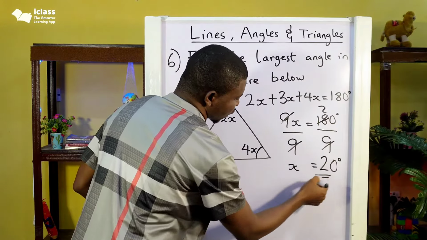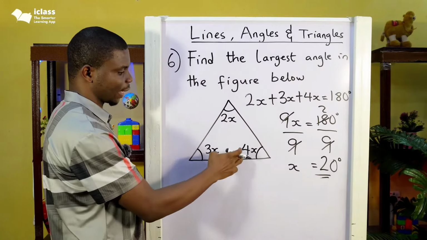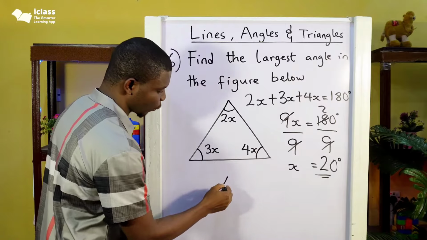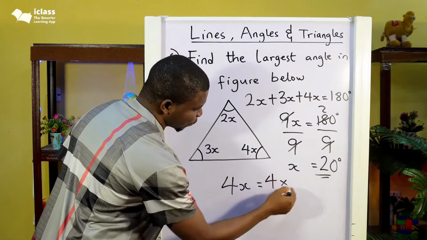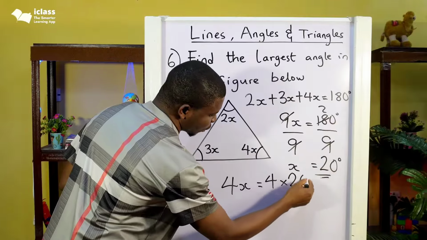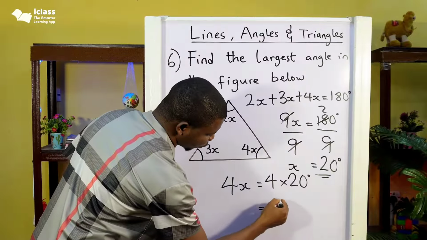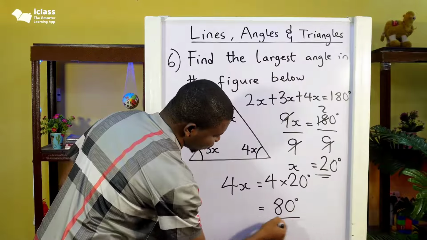So our value of x is 20 degrees, but we are asked to find the largest angle. So 4x is the largest angle. That will be 4 times x, which is 20 degrees. So the largest angle is equal to 80 degrees.